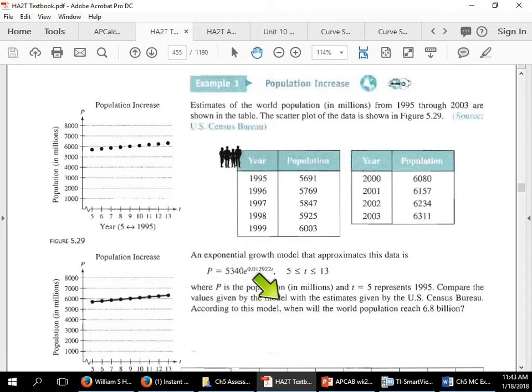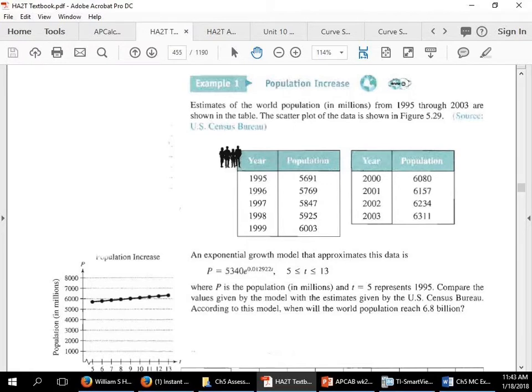This says, according to this model, when will the world population reach 6.8 billion? Now, does 6.8 billion represent the T or the P? It represents the P. Okay, you guys are already halfway there.